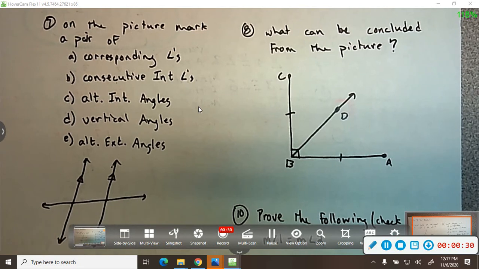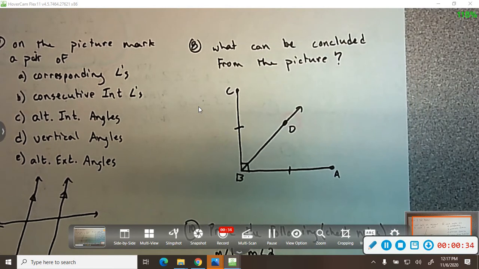So I'll let you do that one yourself. It's just like the problem from before. Number 8, it's not asking us to solve anything. It's just saying what can be concluded from the picture. There's quite a bit going on here, and you might have more than one thing to say.